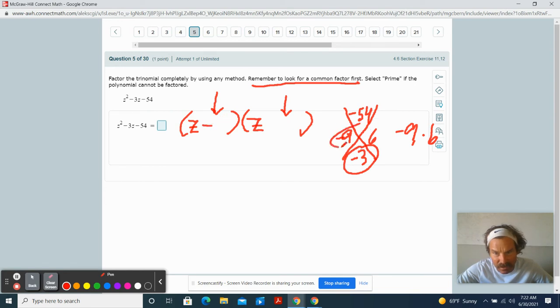As soon as you find these numbers, you're basically done. You just got to transfer them up here. -9 and +6. Okay. If you multiplied this out using the box method, you would get this trinomial.